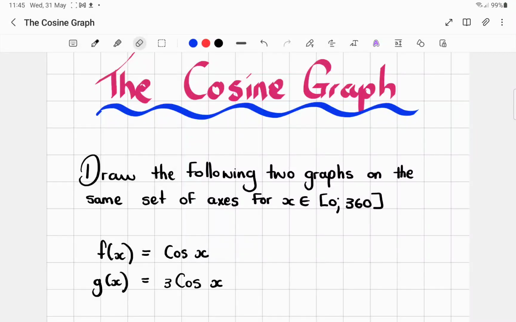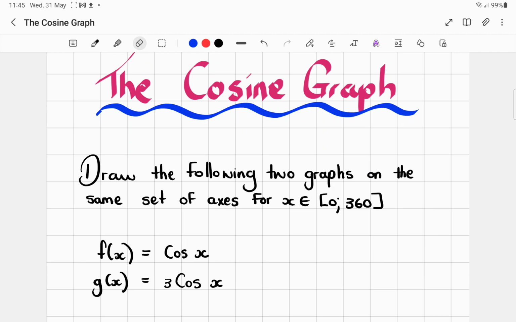Grade 10s, and welcome to another video on the cosine graph. We're going to look at how to draw the original cosine graph, and then how do we adapt it and shift it and stretch it and move it up and down. All right, so let's look at the following two questions given, and then I'm going to quickly draw them.